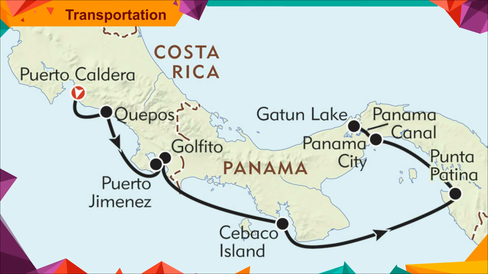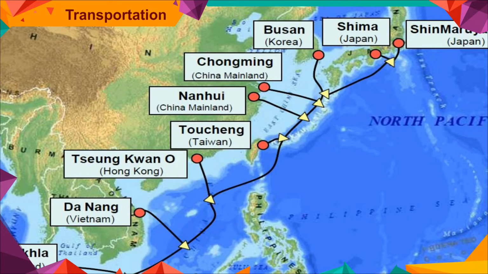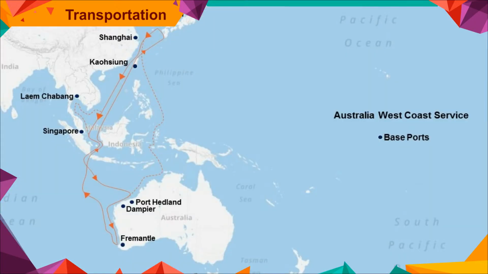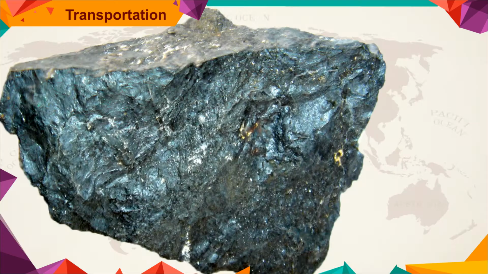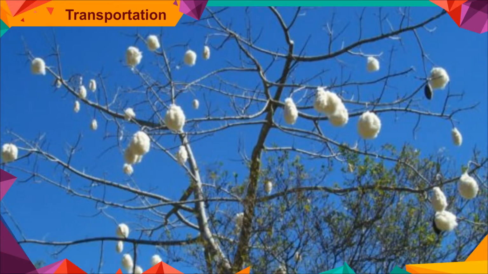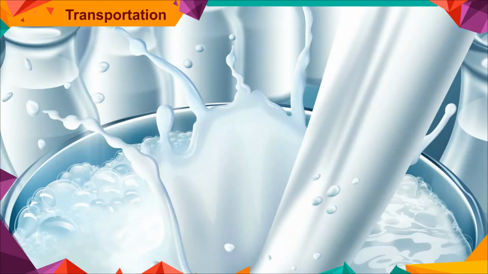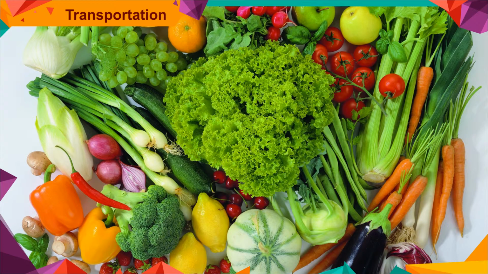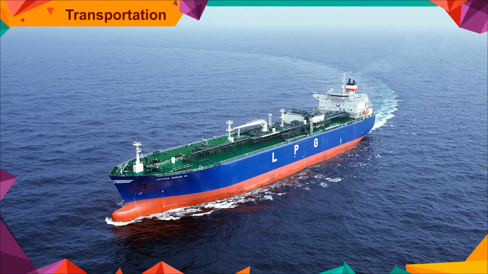The Panama Canal route that connects Europe and the Eastern American coasts with the Western American coasts and Asia. The North Pacific route that links Western America with Japan and China. The South Pacific route from Western America to Australia, New Zealand, Indonesia and Southern Asia. Waterways help to transport mineral ores, cotton, jute, oil, meat, dairy products, fruits and vegetables at low costs.